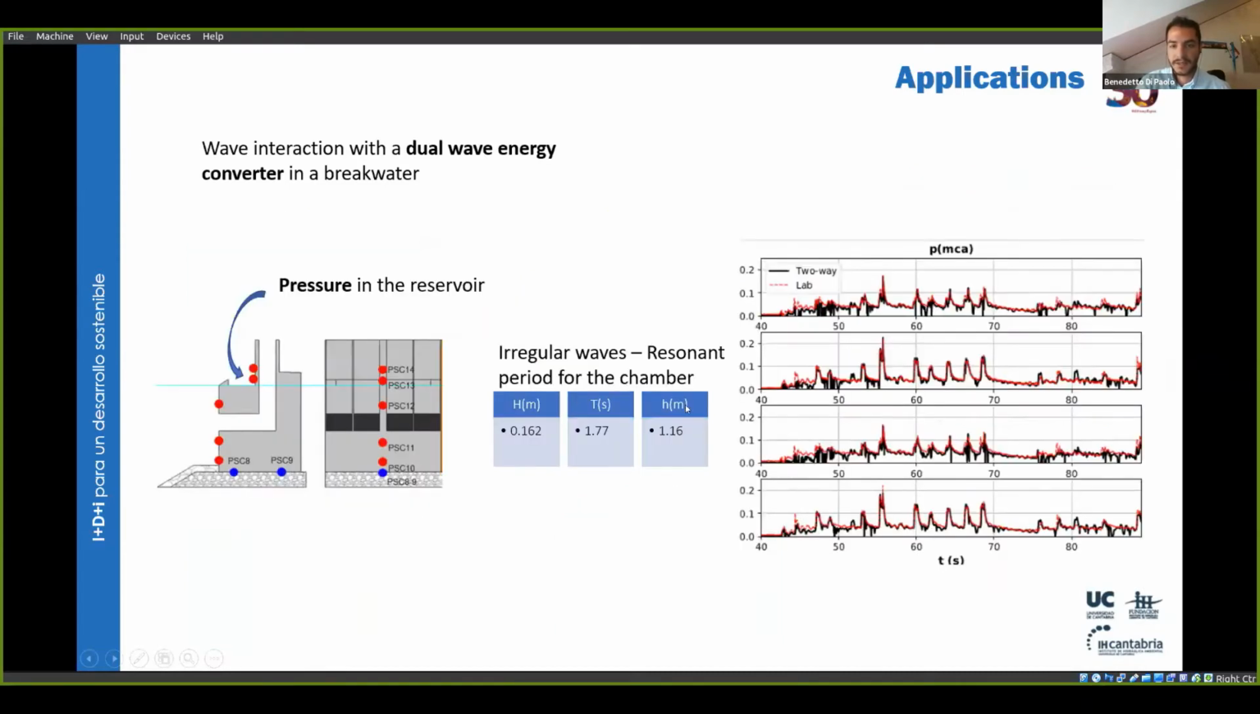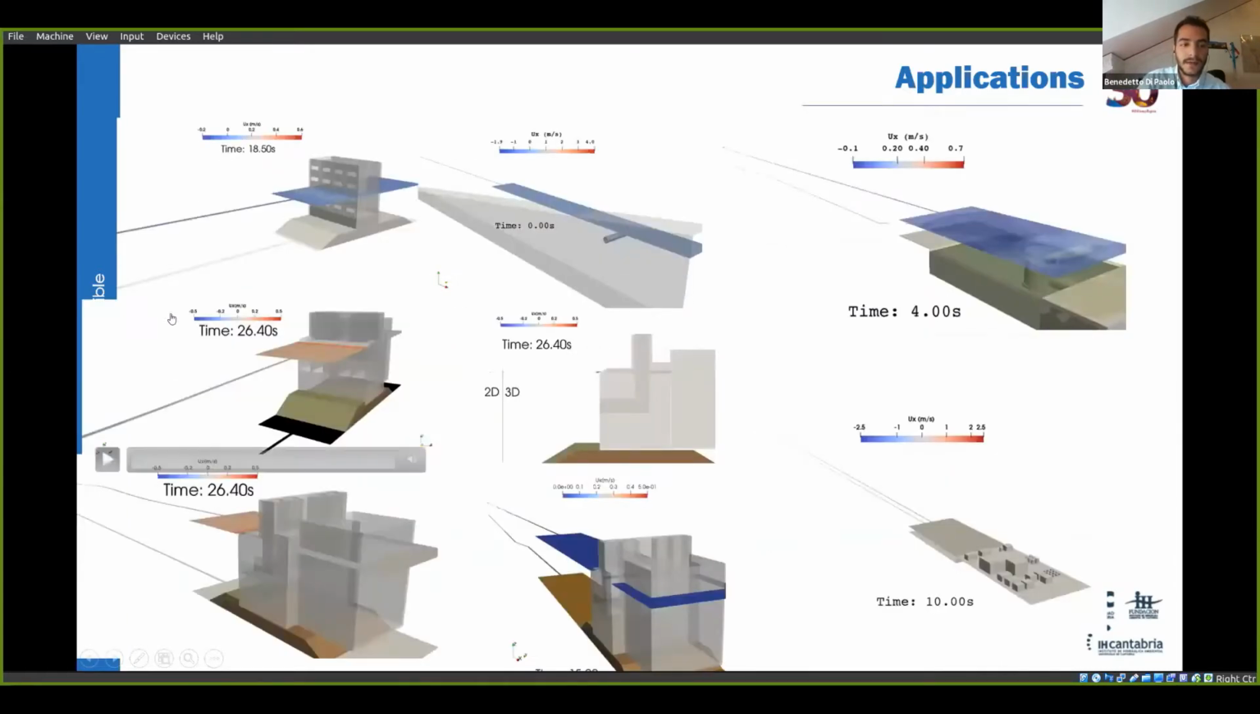For instance, here I show you the pressure induced by irregular waves inside this small reservoir on the top of the breakwater. As you can see, both signals from the two-way coupled model and the laboratory data are in phase, and the amplitude of the oscillation also agrees very well.